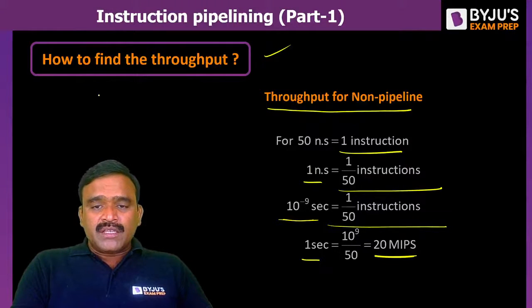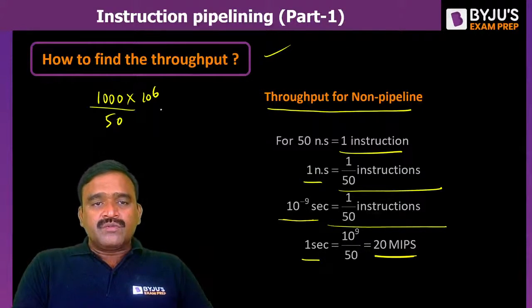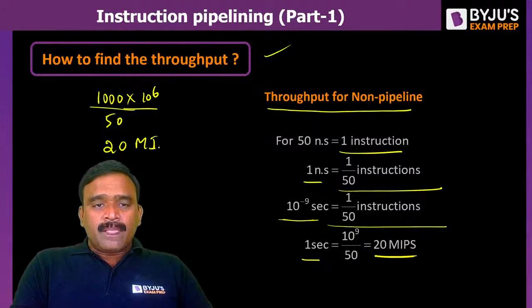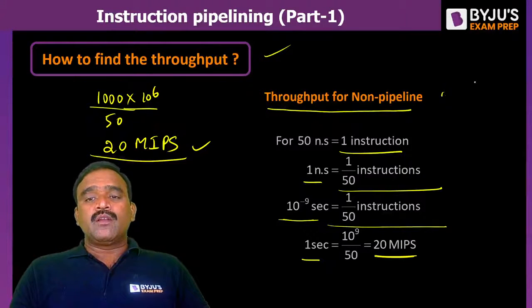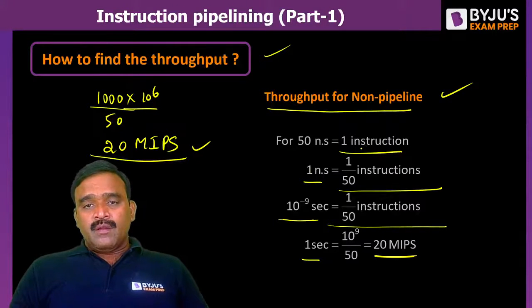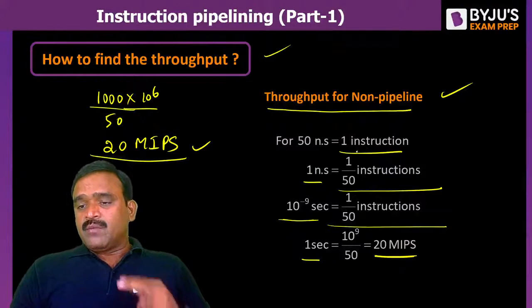How is it 20 mega instructions? Because 1000 into 10 power 6 divided by 50, 10 power 6 we can write as 1 mega. So 1000 by 50 is 20, and 10 power 6 is 1 mega. So 20 mega instructions per second we can execute. That is the throughput in a non-pipeline. Non-pipeline throughput is less when compared to pipeline throughput.